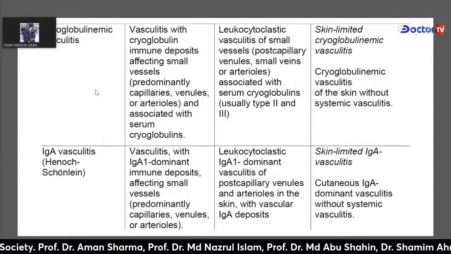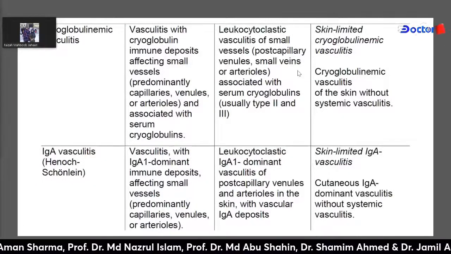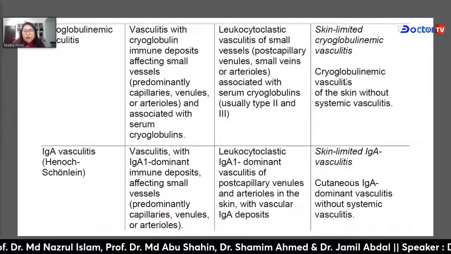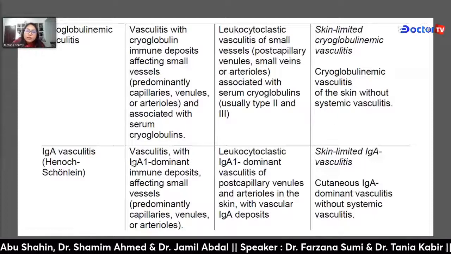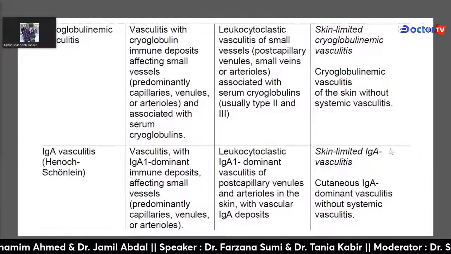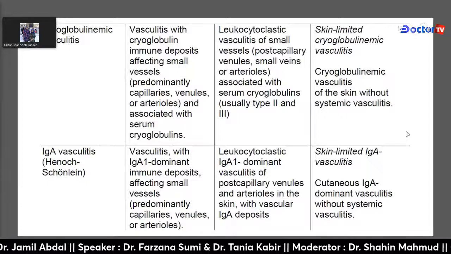So cutaneous vasculitis of the skin can be either part of systemic vasculitis, and IgA vasculitis can also be skin-limited, only skin-limited IgA vasculitis.